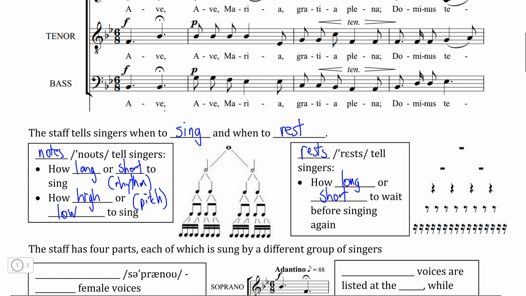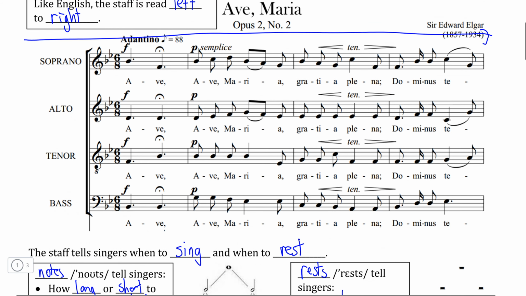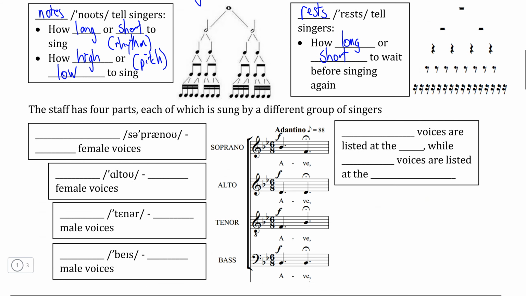So if this is a little bit confusing, there will be separate videos explaining both the concepts of rhythm and pitch. Now, the important thing when reading this staff is that we need to know that this staff is actually intended for 4 different musicians. Again, this is oriented from the perspective of singers.